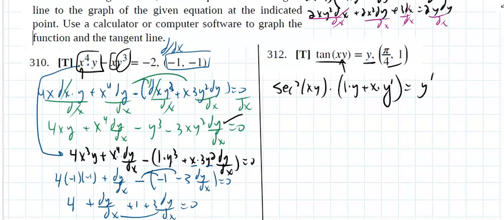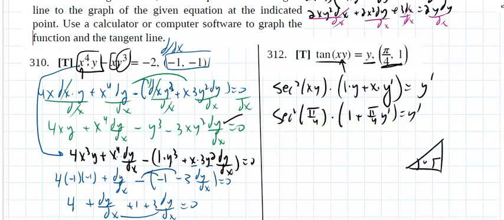There. Evaluated x equal pi over 4 times 1, that's pi over 4, times 1 plus x is pi over 4 y prime equal y prime. Secant of pi over 4, if this is 45 degrees, 1, 1, radical 2. Secant is the hypotenuse over the adjacent. When you square it, you get a 2.